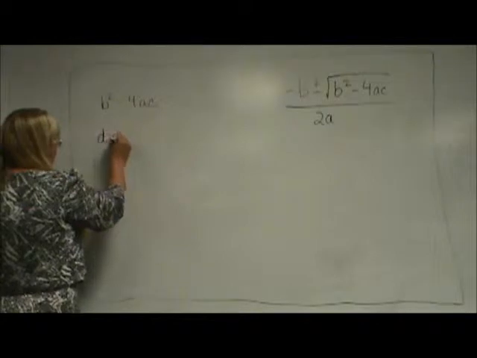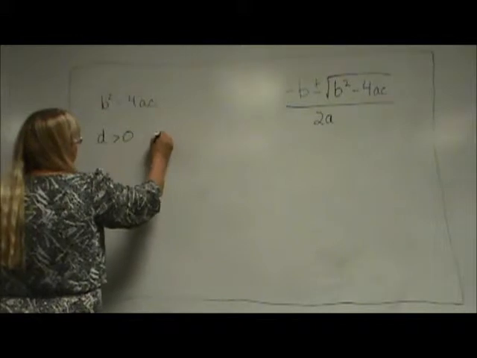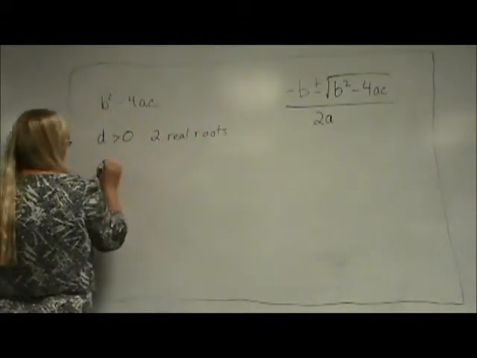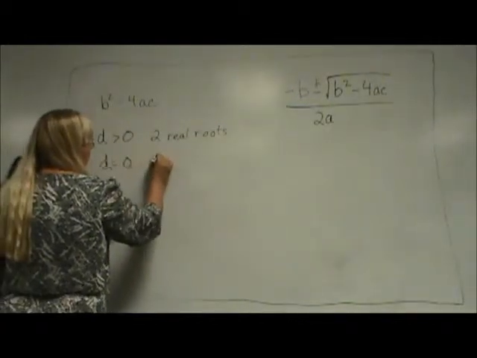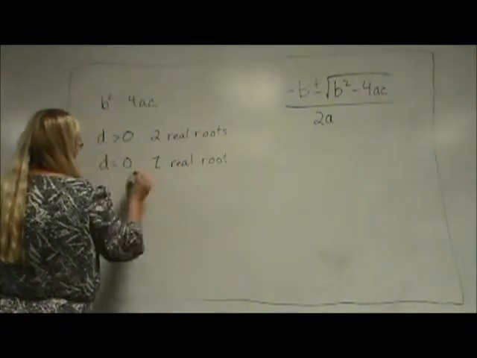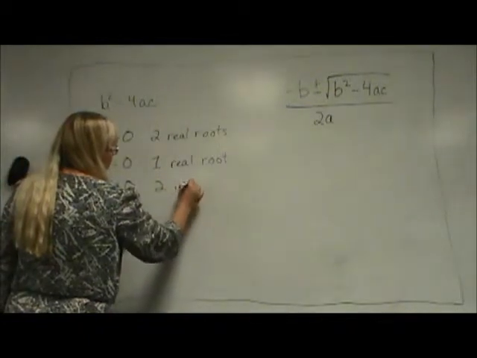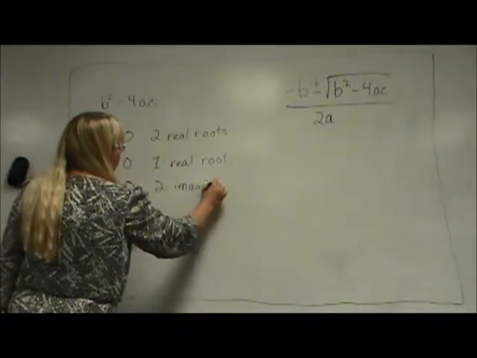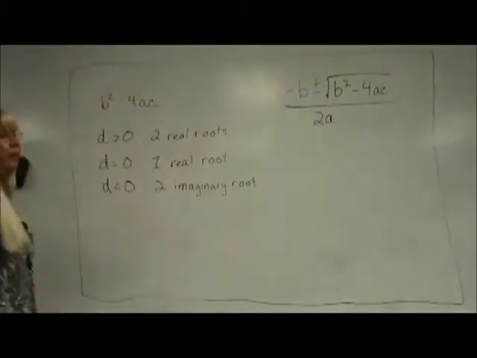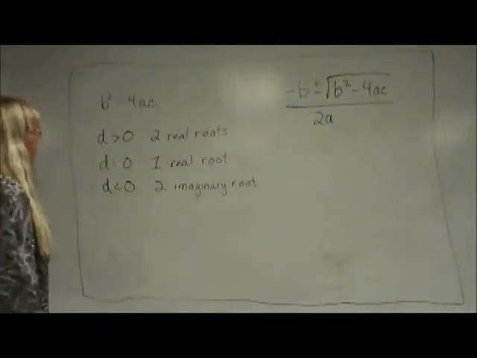If the discriminant is greater than 0, we have 2 real roots. If D is equal to 0, we have 1 real root. And if D is less than 0, we have 2 imaginary roots. And remember, root and solution and zeros are all the same thing.